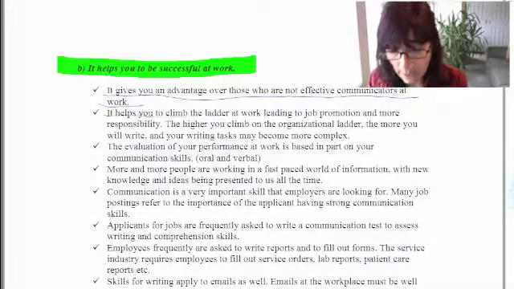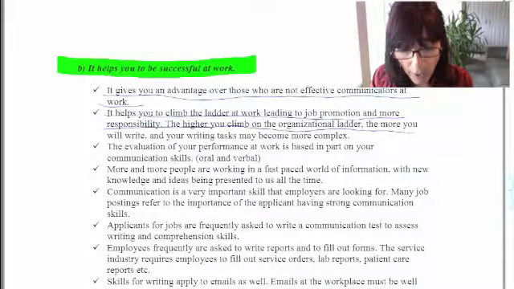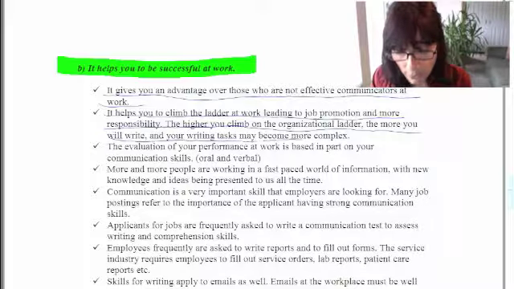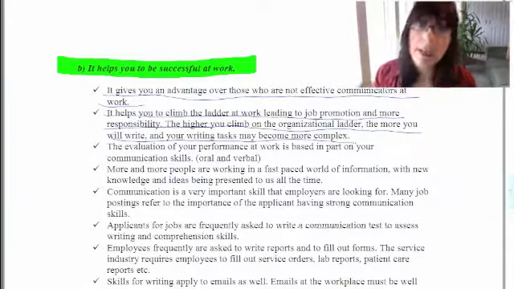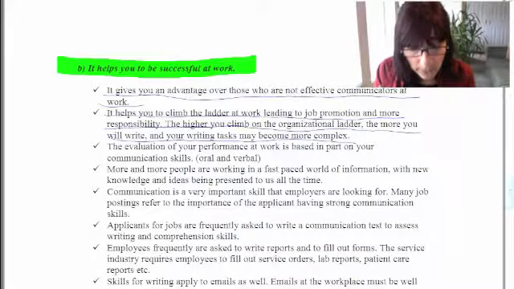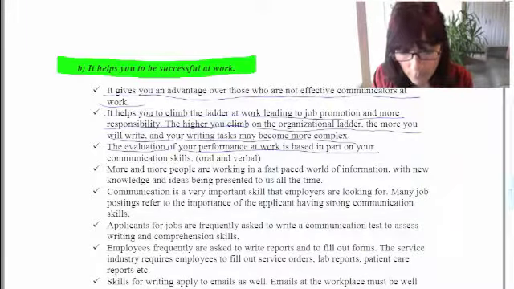It will also help you to climb the ladder at work because it'll lead to more job promotions and more responsibility. The higher you climb on the organizational ladder, the more you will write, and your writing tasks become more complex. So you want to have self-confidence so that you can work your way up the organizational ladder. The evaluation of your performance at work is based in part on your communication skills.